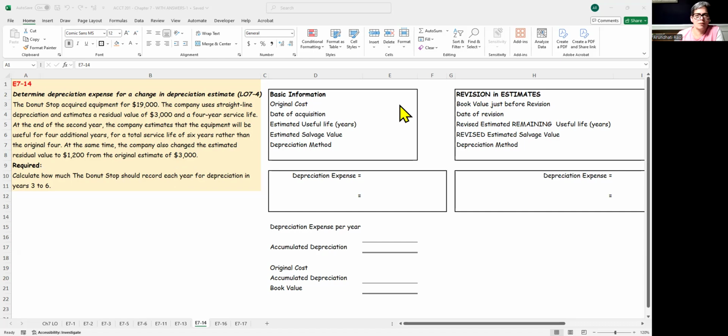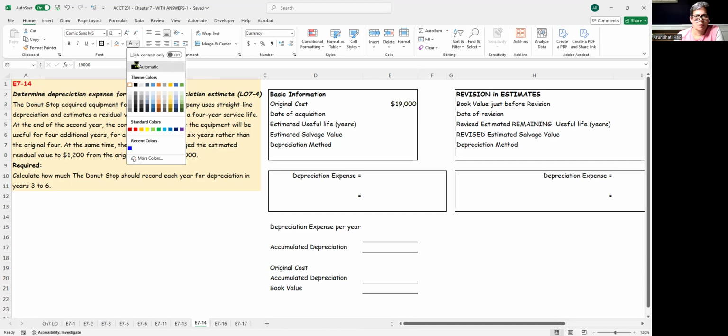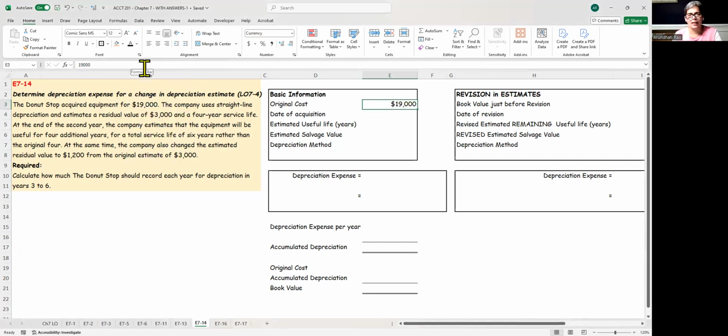So let's first write down this basic information. We have the original cost is $19,000. We acquired the asset on 1/1/24. I'm just making up that date so we have dates for our reference. We expect the asset to be useful for 4 years, and $3,000 is the estimated salvage value. This is the original number when we bought the asset, and we're going to use the straight line method.